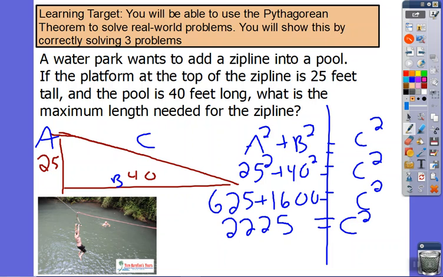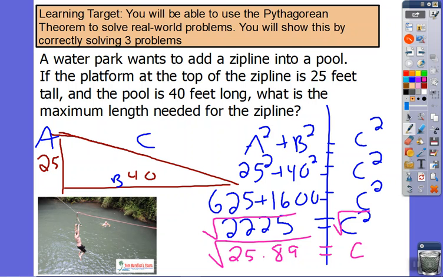Opposite of square is square root. I do that on both sides. So I would like to know the square root of 2225. Doesn't work out. So instead I'm going to see if any perfect squares go into it. And it is 25 times, looking at my calculator here, it's 25 times 89.